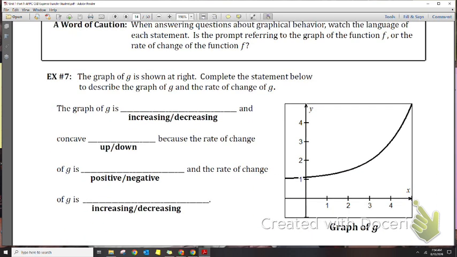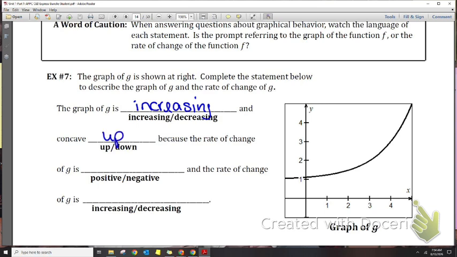All right, in example 7, the one you've been waiting for, the last one in this lesson. It says the graph of G is shown at the right. Complete the statements below to describe the graph of G and the rate of change of G. The graph itself is going up, so it's increasing. And you can see it looks like the side of a cup, so it's concave up.